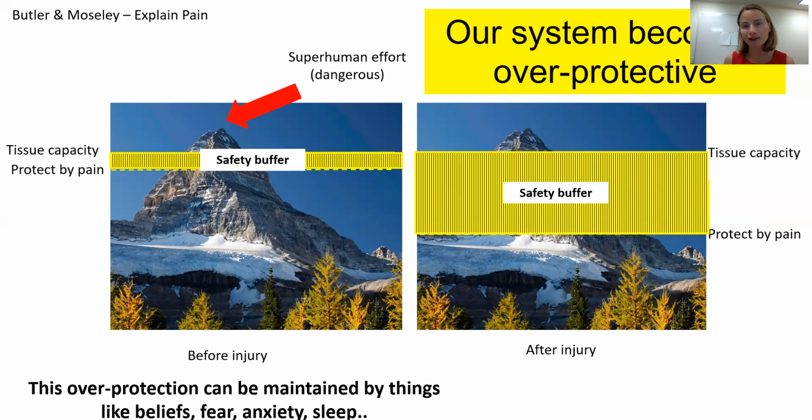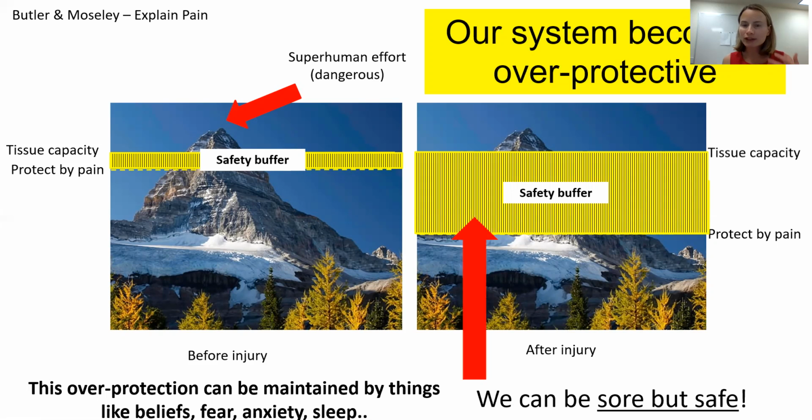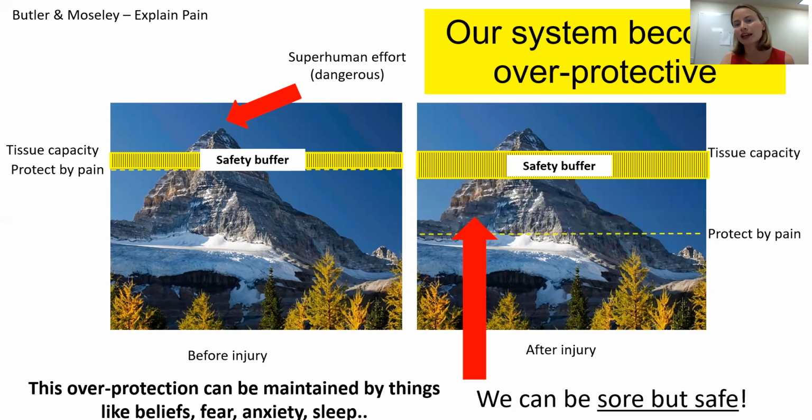But what's critical, though, is if we have an understanding of that, then we can understand that when we start to move and we're a bit sore, it's actually okay because we're safe. We're nowhere near the tissue capacity. We're not making more damage or hurting bone on bone even more. And this can then help to engage in activity. And we know that when we slowly engage in activity, typically this safety buffer starts to become less, and we become more tolerant in different activities.